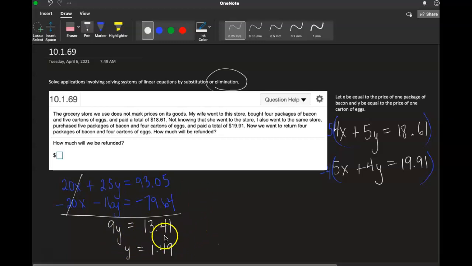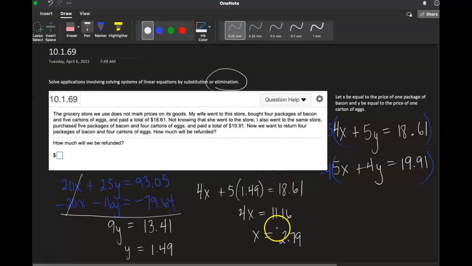I can take this fact and now substitute it into any of these equations, but I would probably stick with one of the original equations. Usually the coefficients and constants are smaller. So maybe this first equation, let's say. And we would come back and substitute that y value that we just found and solve this equation for x. And we get that x is $2.79.